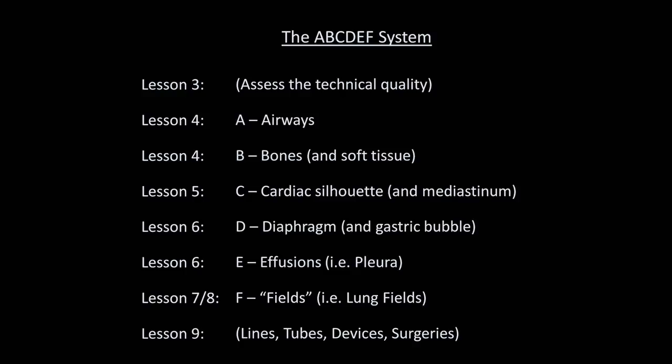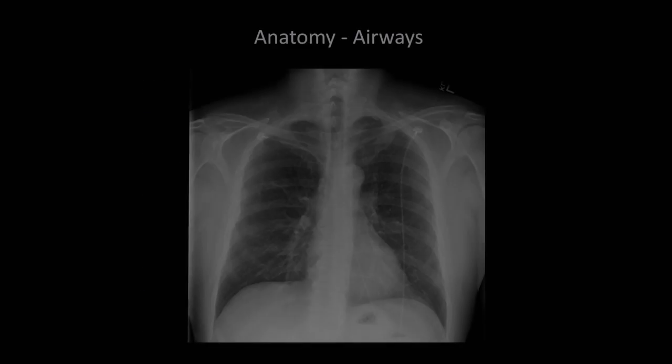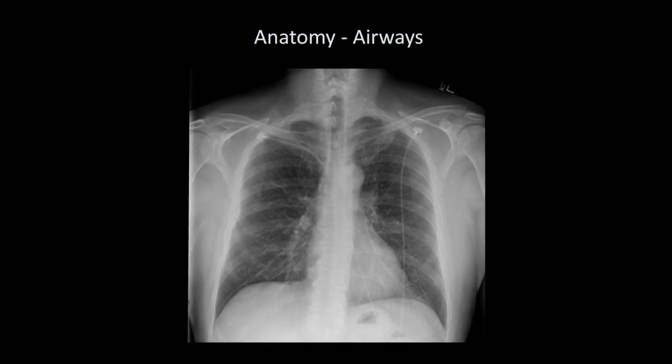But before you can identify pathology of each of these anatomic structures, you first need to know where they are on the X-ray and what they normally look like. So let's go through the X-ray anatomy of A to F one at a time. A is for the airways. There are 3 anatomic airway structures that are typically visible on a normal X-ray.